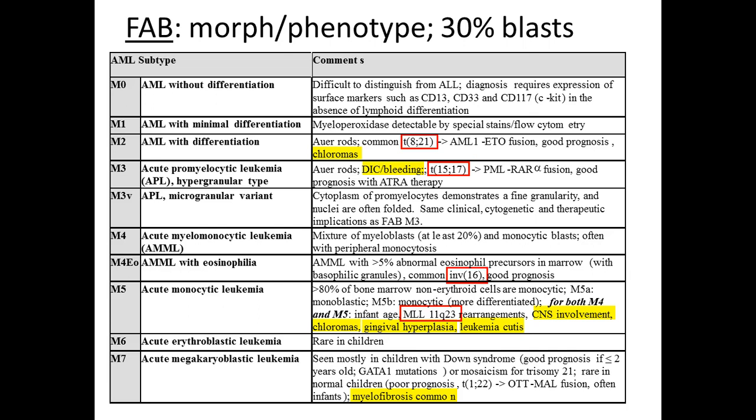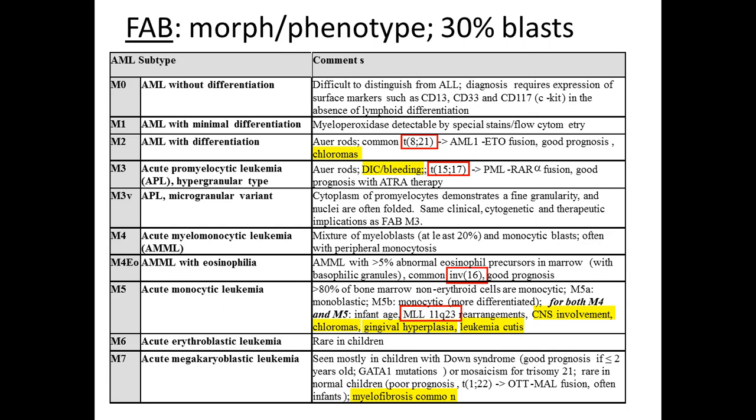So a couple things to highlight is that there are recurrent cytogenetic abnormalities that I'm referring to as the big four that are highlighted here with the red boxes. Those are the 8;21, 15;17, inversion 16, and the 11q23 abnormalities. And each of these are associated with one of these FAB subtypes.